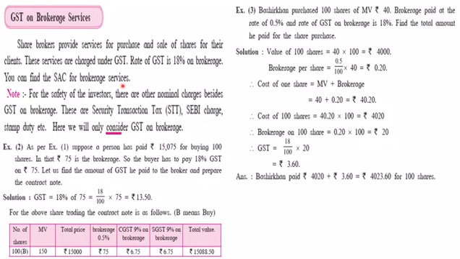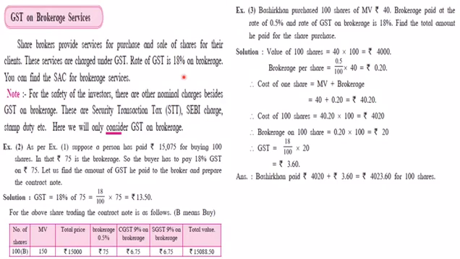GST on brokerage services. Share brokers provide services for purchase and sale of shares for their clients. These services are charged under GST. Rate of GST is 18% on brokerage. For the safety of investors, there are other nominal charges besides GST on brokerage. These are security transaction tax, SEBI charge, stamp duty, etc. So here we'll consider only GST on brokerage.